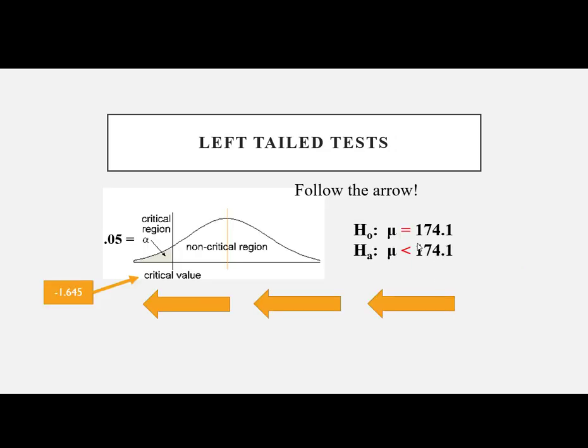We can have a left-tailed test. What if my alternate hypothesis was actually no, those men are not that tall? So the null is that the mean is equal to 174.1, and the alternate is that the mean is less than 174.1. Well, we follow the arrow and we follow the tail. So we look at the left tail, and this is called a left-tailed test.